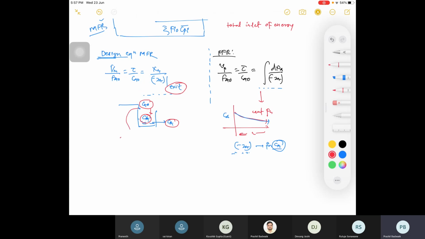Suppose Ca naught is 300 moles per meter cube, if we take an example. So Ca will be around 30 moles per meter cube. A sudden drop in the concentration will be there, and here we are considering the exit.